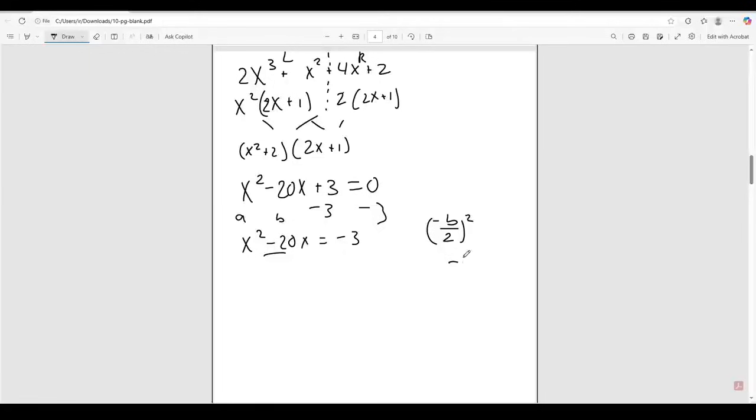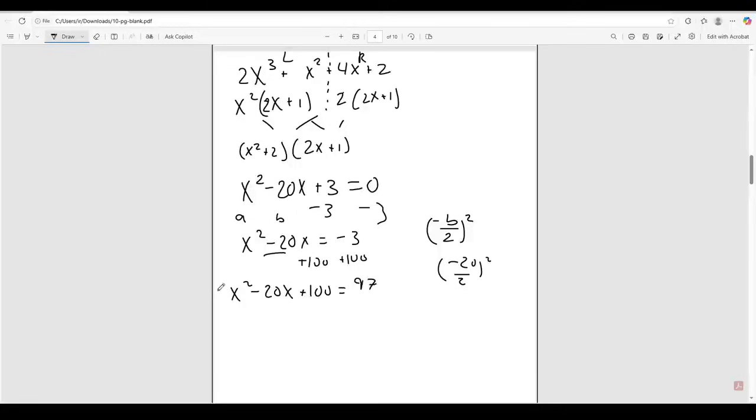So in this case, you're taking negative 20 over 2, and you're squaring it. So negative 20 divided by 2 is negative 10, and negative 10 squared is 100. So you're going to add 100 to both sides. And what you're going to find is x squared minus 20x plus 100 has to equal 97.